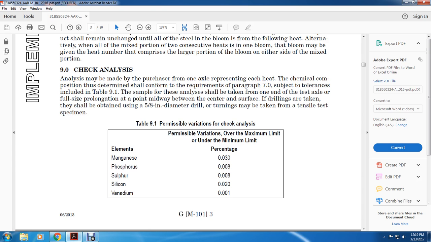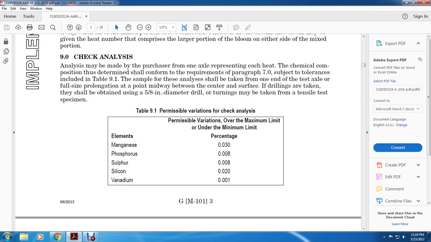Permissible variation of the check analysis. Permissible variation over the maximum limit or under the minimum limit. Manganese 0.030, phosphorus 0.008, sulfur 0.008, silicon 0.020, vanadium 0.010.